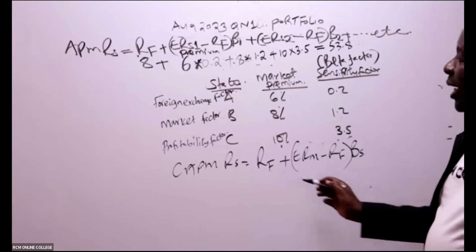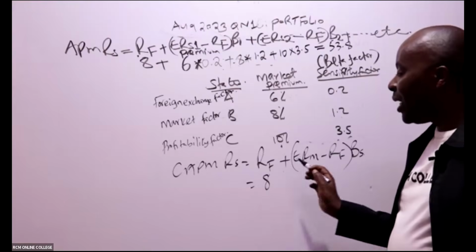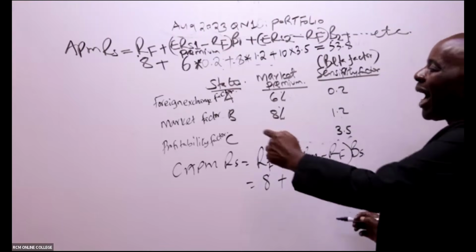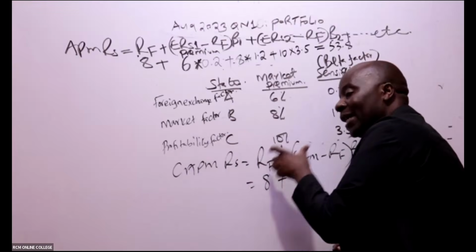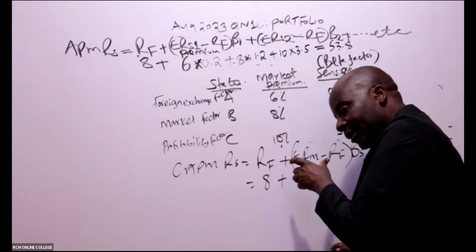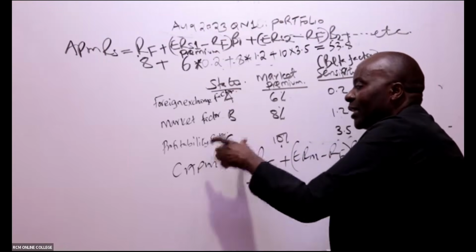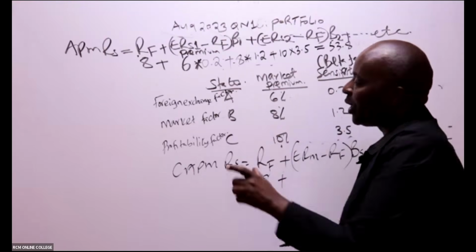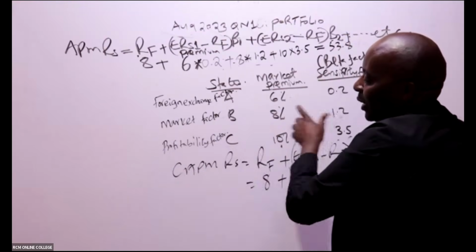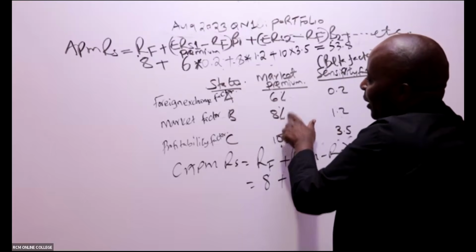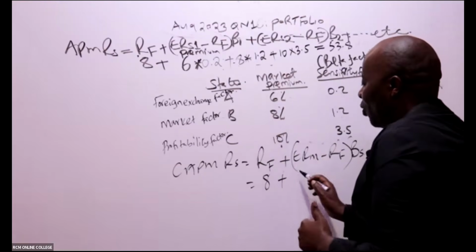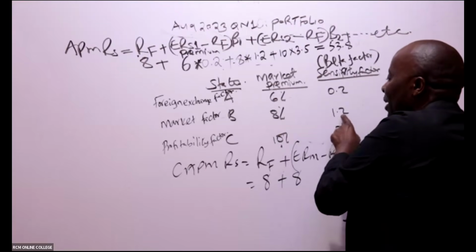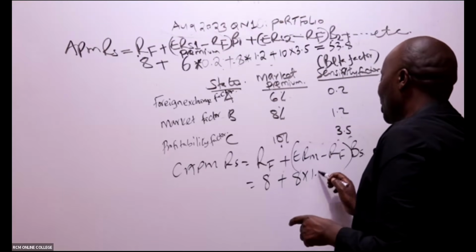In this regard, our risk-free is 8. Because CAPM considers the market factor alone, CAPM does not look at these other factors. CAPM is a univariate model, so you're looking at only one factor, which is the market factor. Don't forget that. The market factor has a premium of 8, times the corresponding sensitivity, 1.2.